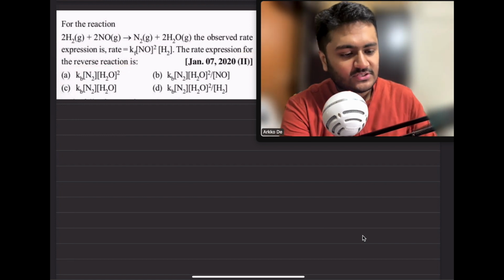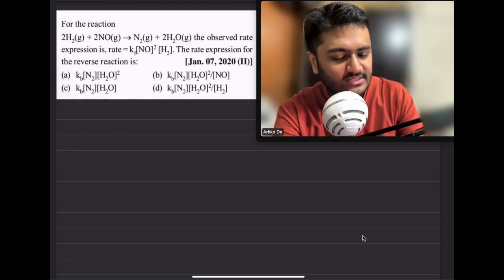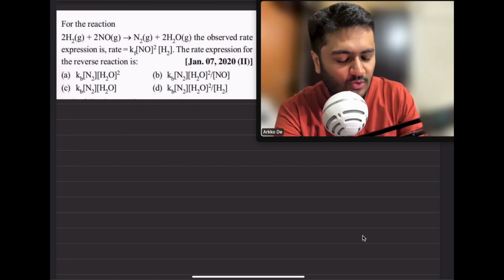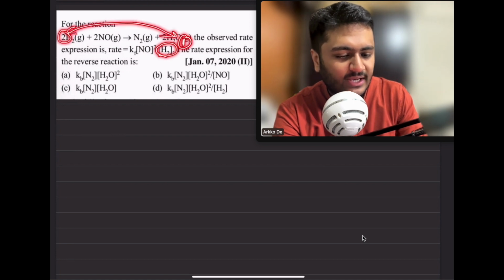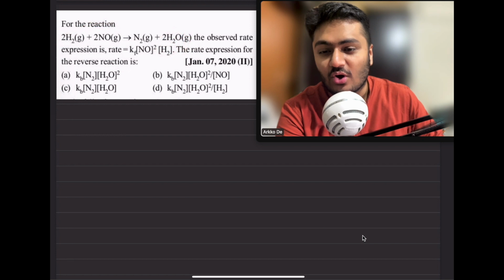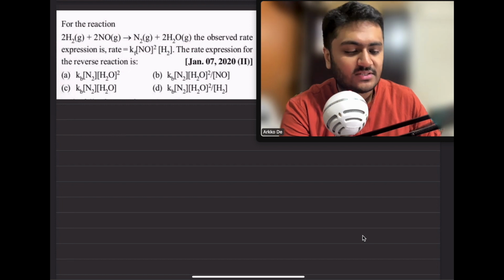First of all, let's figure out whether this is an elementary reaction or not. As you can see, the coefficient of H2 is 2 and the order of the reaction with respect to H2 is 1. So the coefficient and the order are different. So we can directly tell that this is not an elementary reaction. Okay, so we need to figure out the rate expression for the reverse reaction.